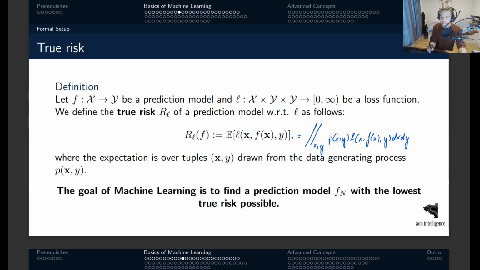This is what I specified with this weighting of the loss. And this phrase is in bold letters because I thought it was important. The goal of machine learning is to find a prediction model Fn, where n stands for the number of data points we have available, with the lowest true risk possible. So we turn this expression into a quantity we want to minimize. We want to decrease the expected loss over all possible input-output combinations.